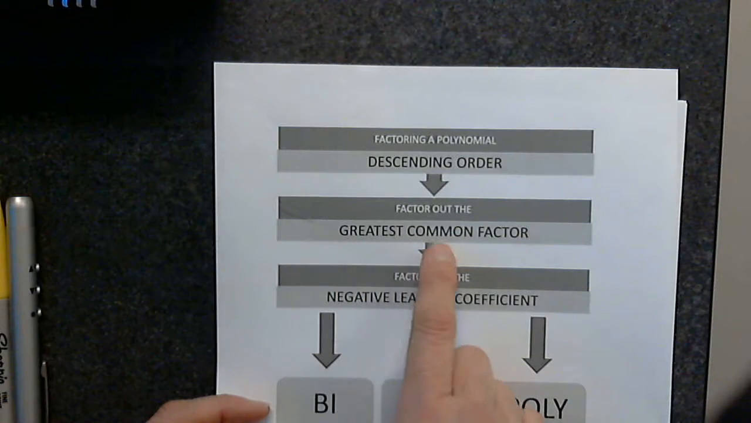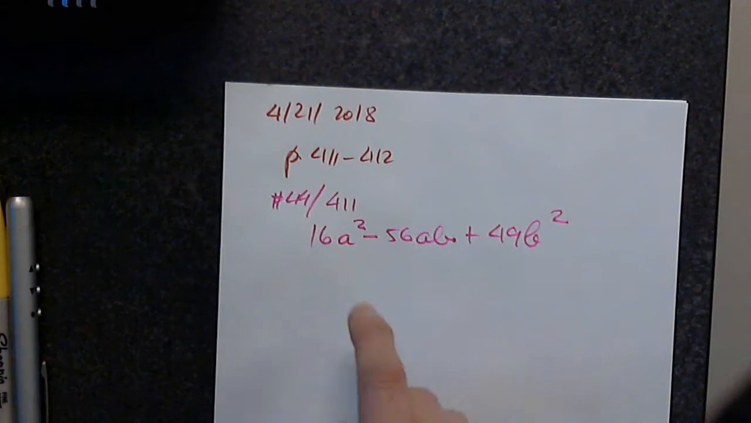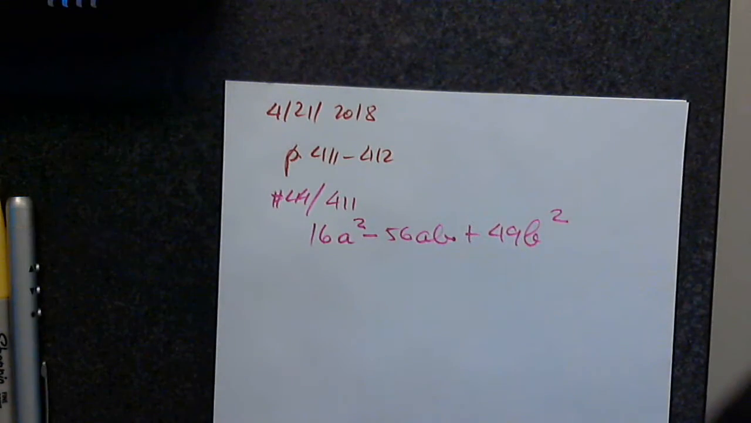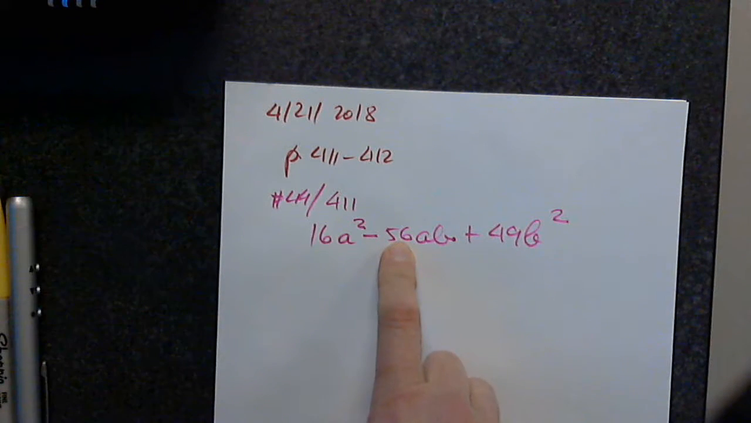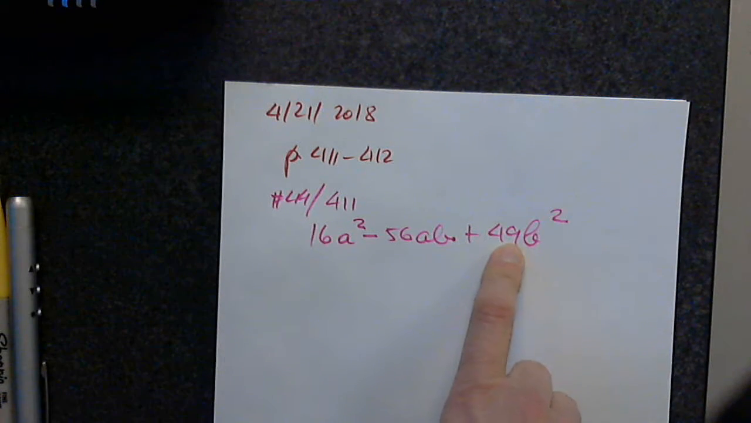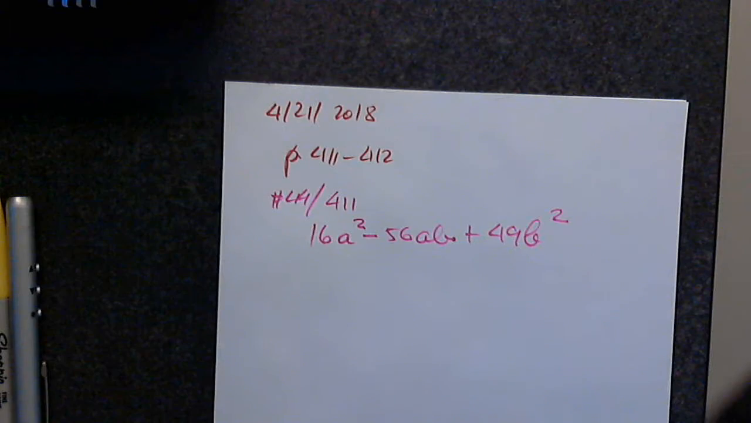Then I move on to the greatest common factor, which means I look at these three terms, all three, and see if I can pull out something. If it's a number or a letter or a number and a letter or anything. I don't think they do. That's true. 16 is 2 to the 4th. 56 is an even number, but this is 49. Right. So absolutely, 49 is 7 squared, so there is nothing. Good. So I'm moving on.